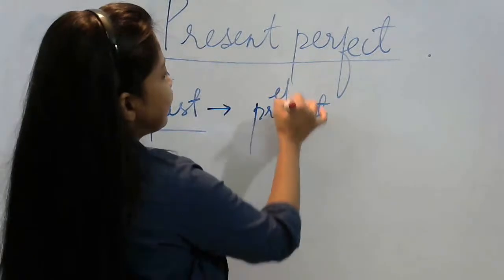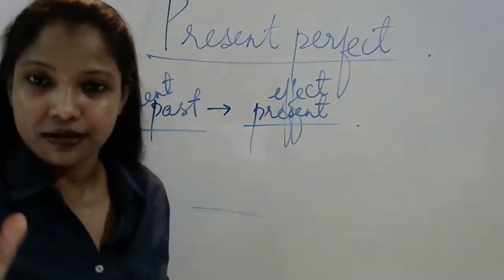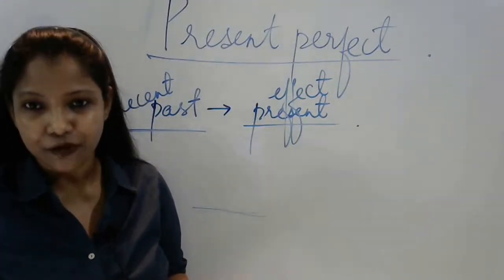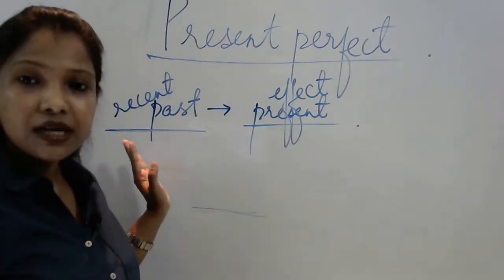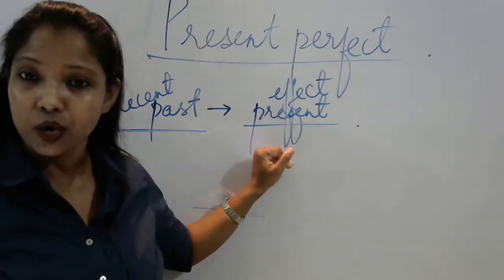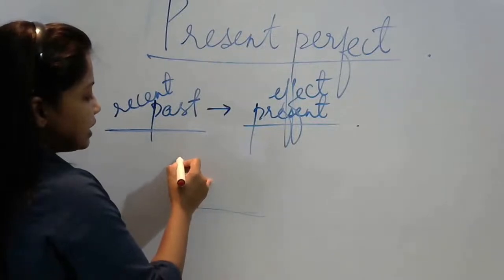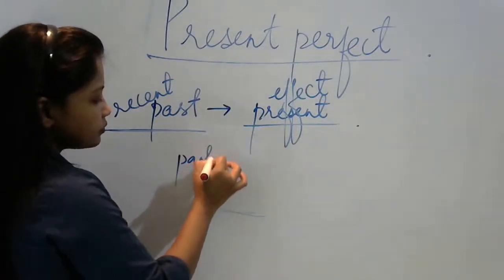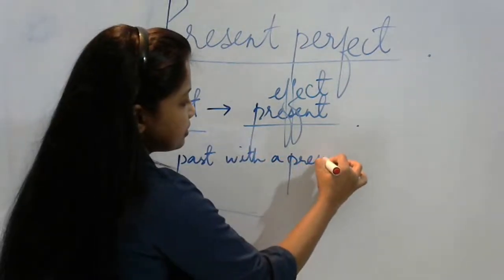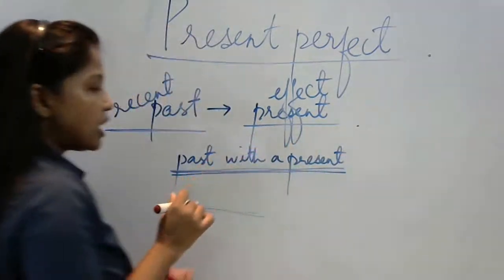हर action का एक effect होता है. Every action has an effect. This is the rule of physics that you all have learned. So every action has an effect. So जो action आपका immediate past या recent past में हुआ है, उसका जो effect है वो present में feel होता है. So that is the reason this is called present perfect tense. Or we can say it is past with a present. We also call it a past with a present.